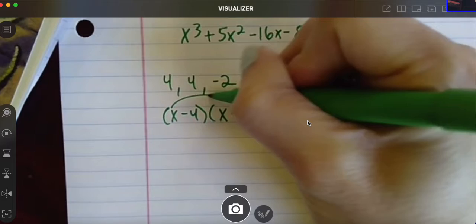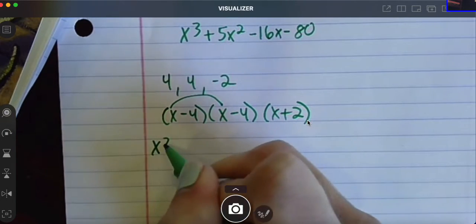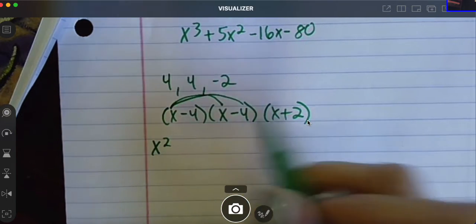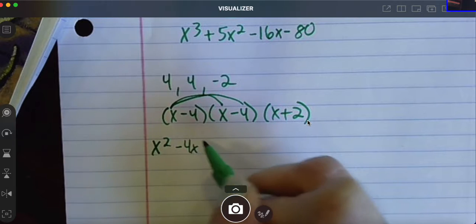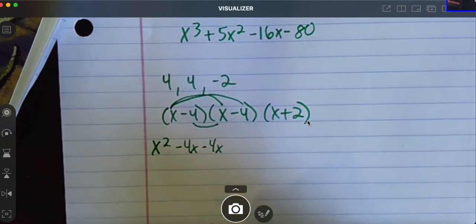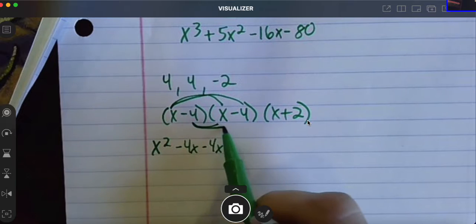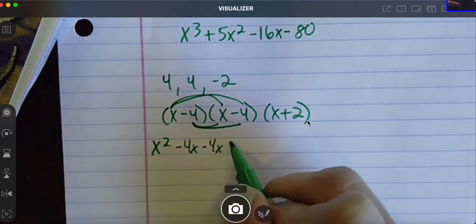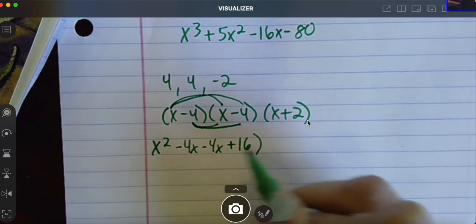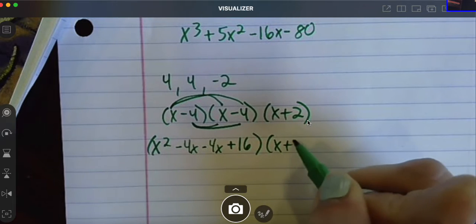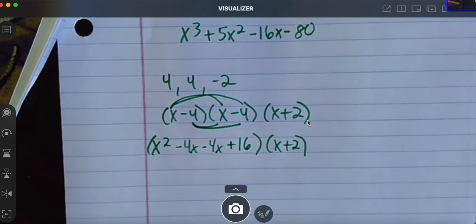So x times x is x squared. X times -4 is -4x. And again, the same thing. Why wouldn't those just cancel out? Because what's a -4 plus a -4? -8. So it doesn't cancel out. And -4 times -4 is 16. So I'm going to combine my like terms in that one, and sadly nothing cancels out.